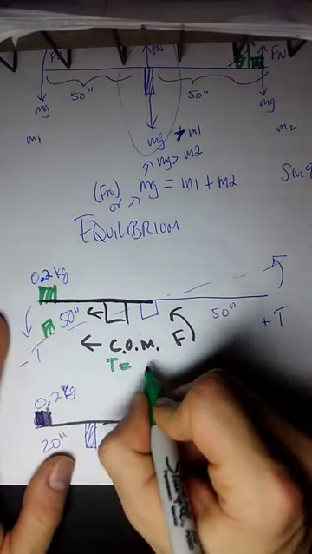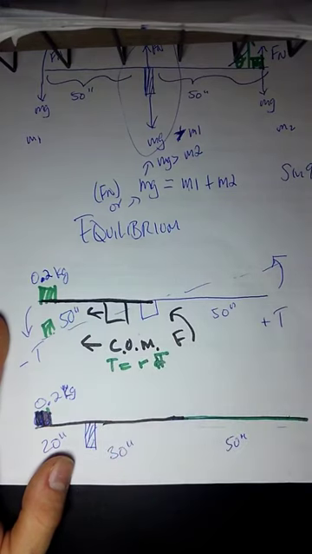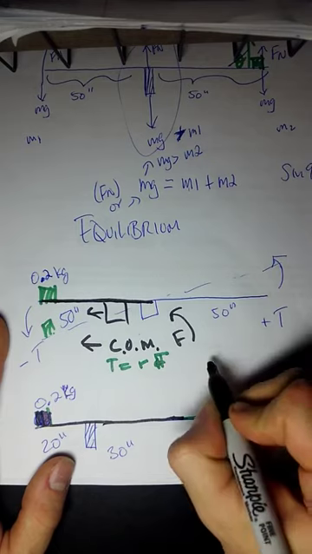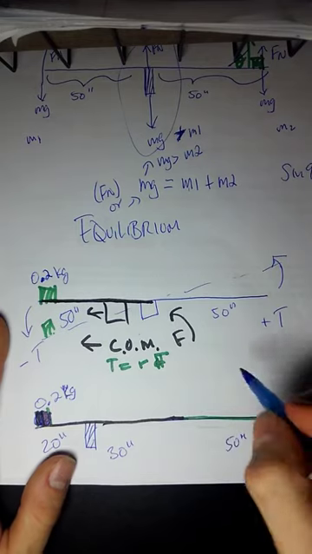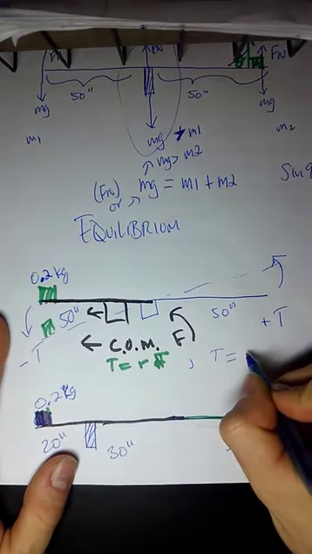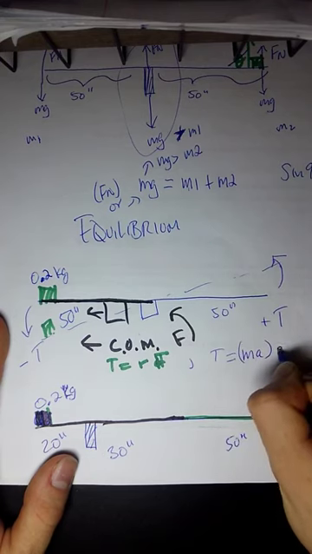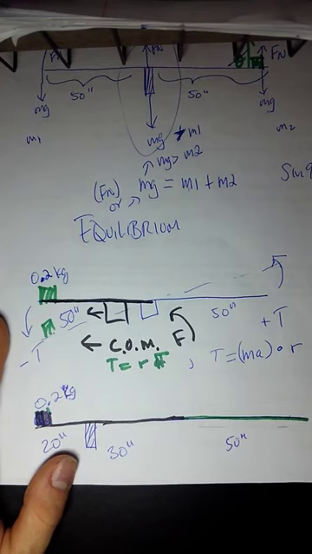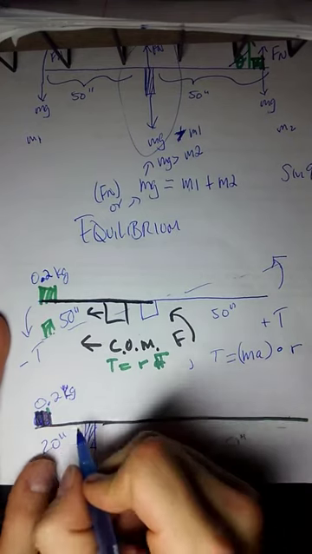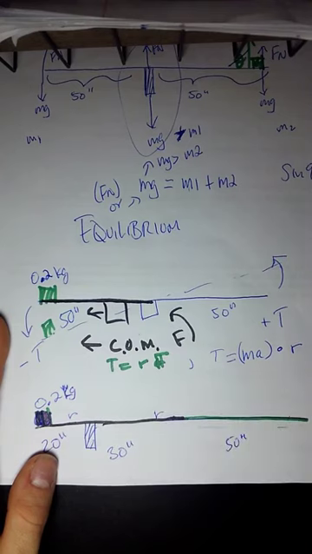I could say that torque equals the radius times the force, right? So basically, I'm saying that torque equals the force, which is mass times acceleration, times the radius, or the distance, because r is equal to the distance. So this would be our r, and then obviously this is our r.